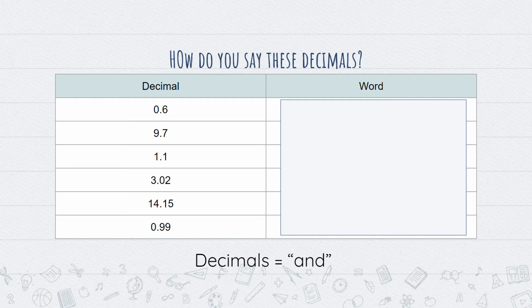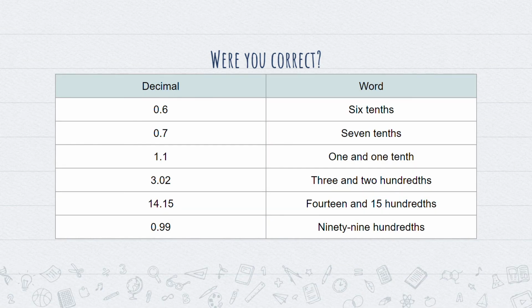Okay, so if you're not finished, you can pause the video now, or you can keep following along with me because we're going to review the answers now. So were you correct? The first one was 6/10 and 7/10, 1 and 1/10, 3 and 2/100, 14 and 15/100, 99 hundredths. So hopefully you got those correct or close.